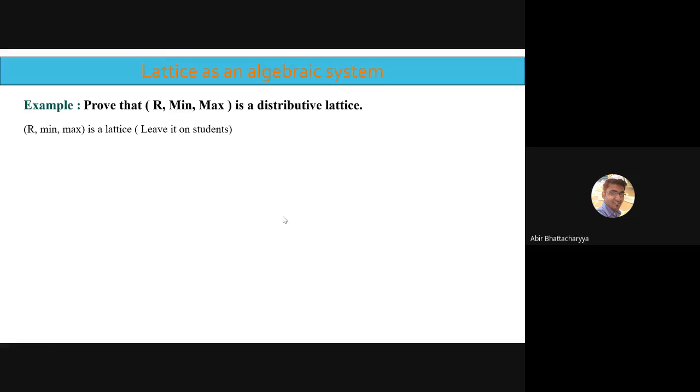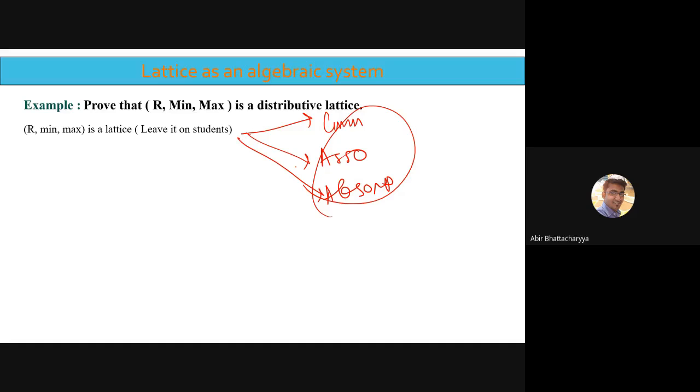First of all, you have to prove this is a lattice. You can prove it by showing three conditions: one is the commutative law, second is associative, third is absorption. Hope you know this stuff. You have to show these three laws first, so that this is a lattice under an algebraic system. Now second, the fourth property is the distributive property.